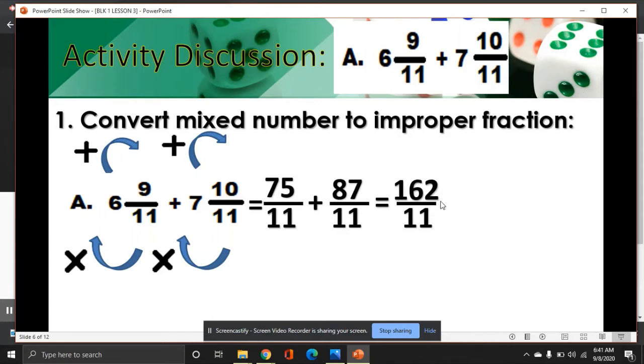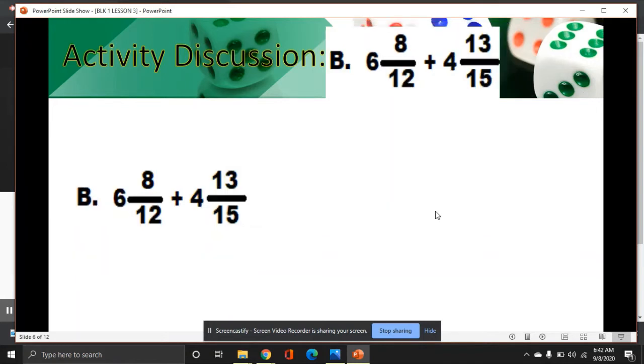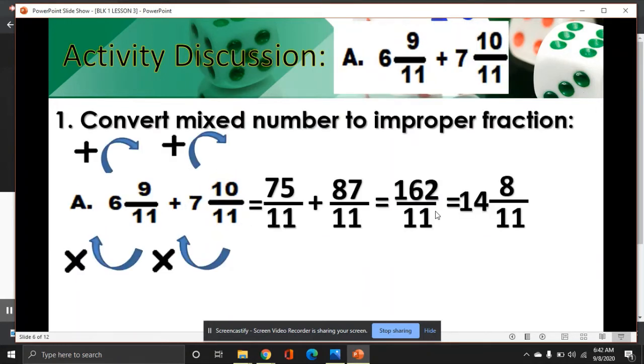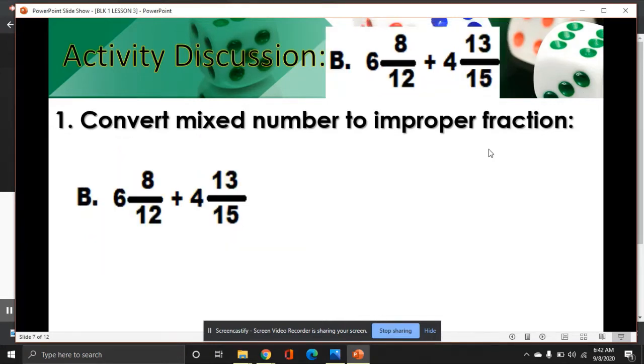So we just divide it. 162 divided by 11, we got the whole number of 15. Sorry, it's 14. Copy the denominator, and how many is the remaining? It is 8. So this would be our answer: 14 and 8 over 11. Okay, let's go with the second activity.